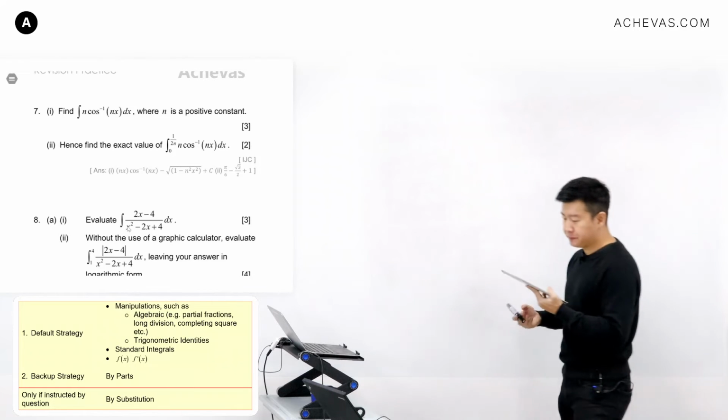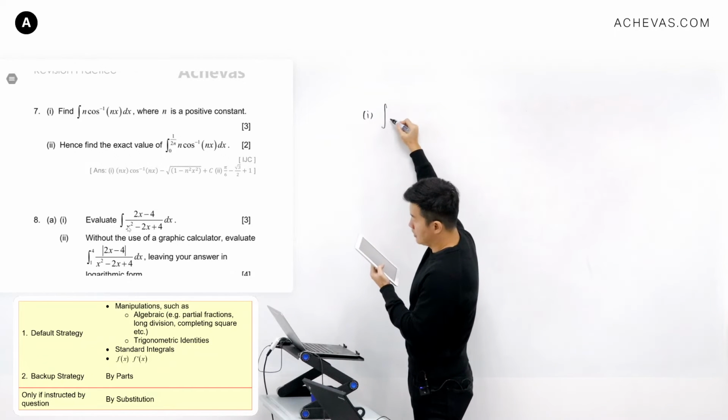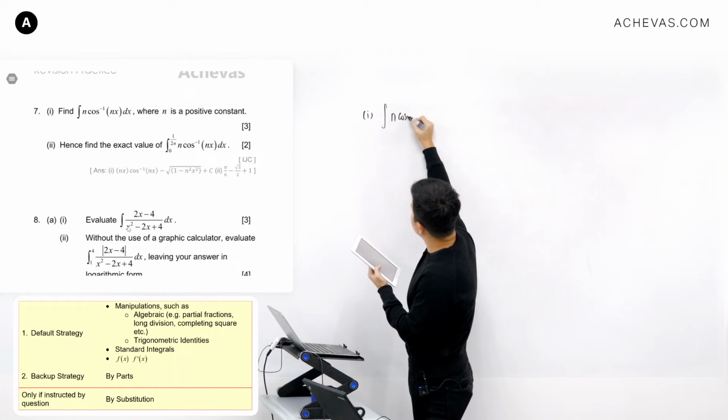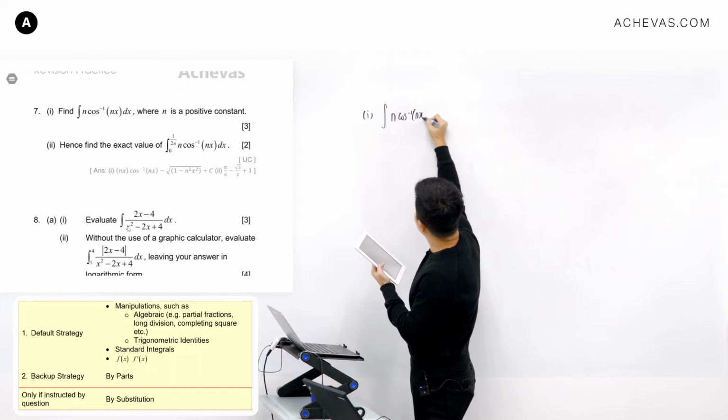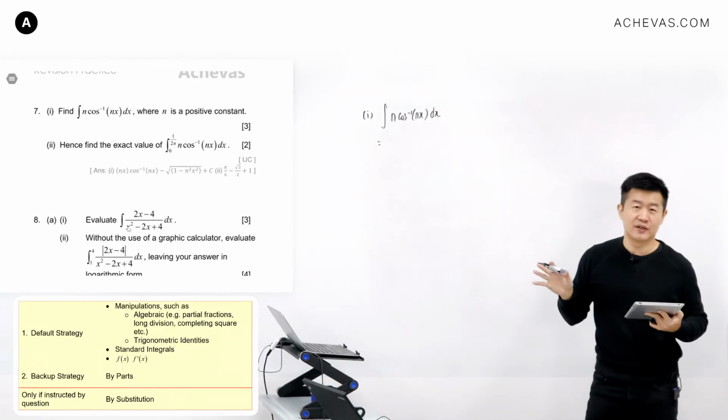So part 1. Integrating n cosine inverse of nx dx. Now for this, I'm going to just use integration by parts.